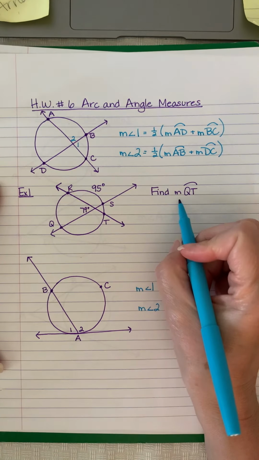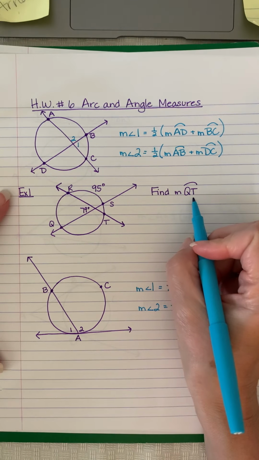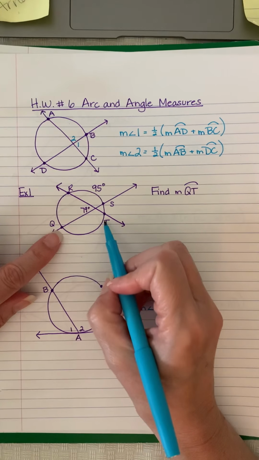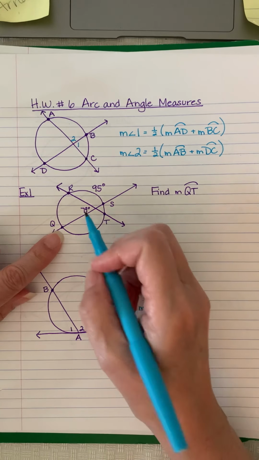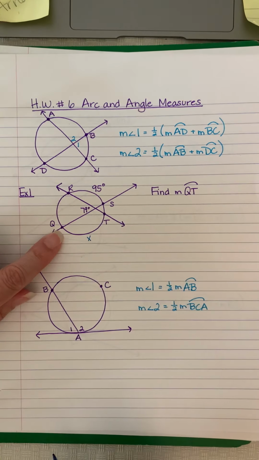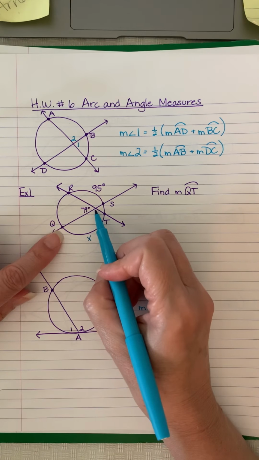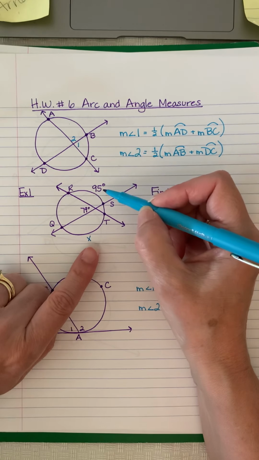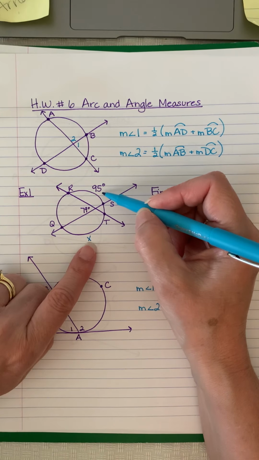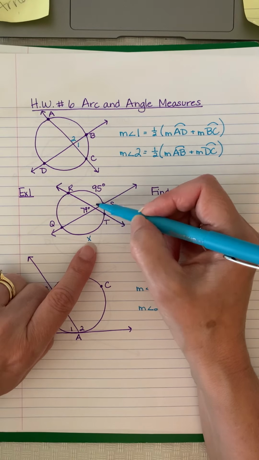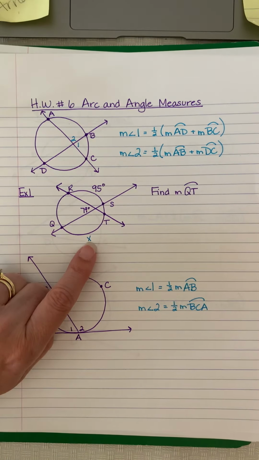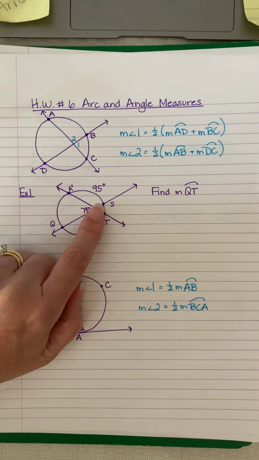We are trying to find the measure of arc QT. Remember, when it's named with 2 letters, that's going to be the shortest distance between Q and T, which will be less than 180. I'm just going to call that X to make things easy. This is an interior angle. So if I look at what I was just talking about, these 2 arcs are intercepted arcs for these angles here, not for that angle. So the first thing you need to do is you need to figure out the measure of these 2 angles.